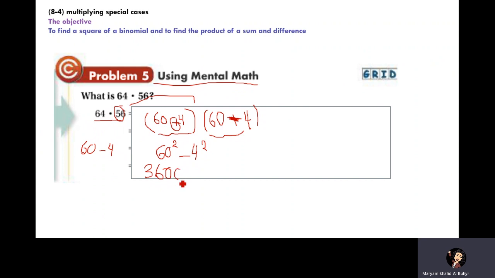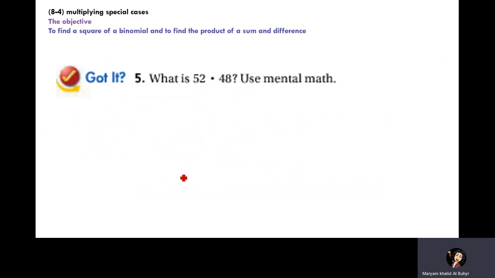3,600. I have to drop my zeros. And I know what this is. That is 16, which is easy. You can find it easily, which is just minus them. So that will give you immediately 3,584. So that is 3,584. That's the idea. Let me do more with you. Got it?